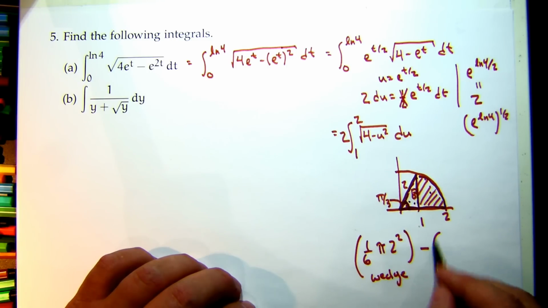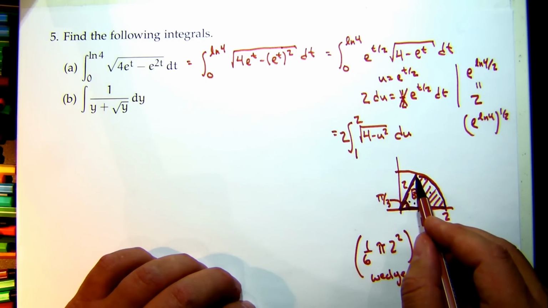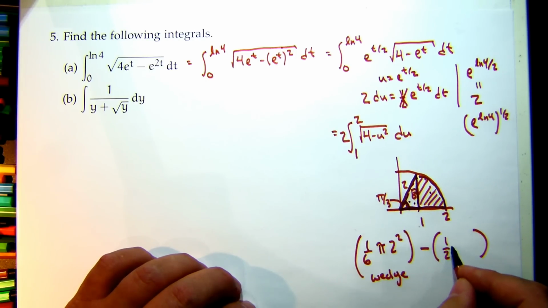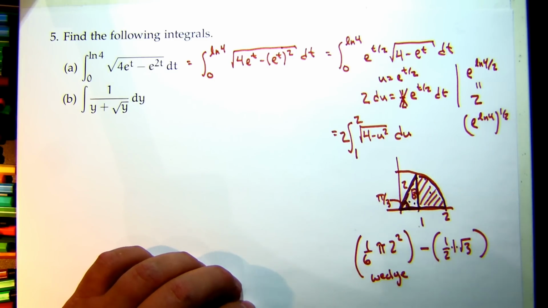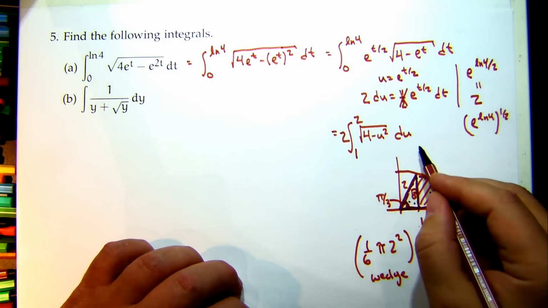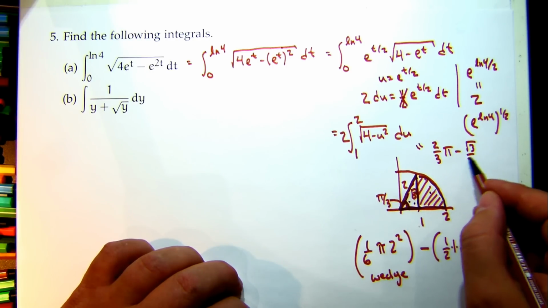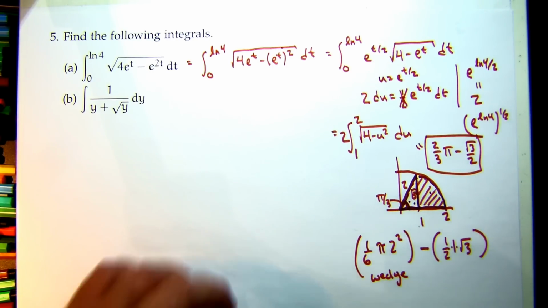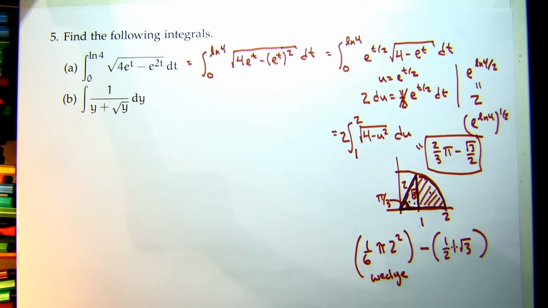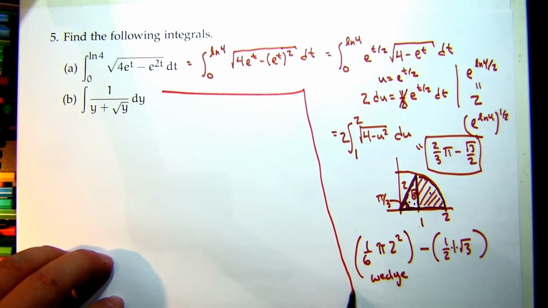Subtract, what's the area of the triangle? Well, 1 is the base, root 3 is the height, so 1/2 base height. So now we put it all together. 4 over 6 is 2/3, so we end up with 2/3 pi minus square root of 3 over 2. And that's that one. That's part A. That gets us to part B. Woo! Part B.